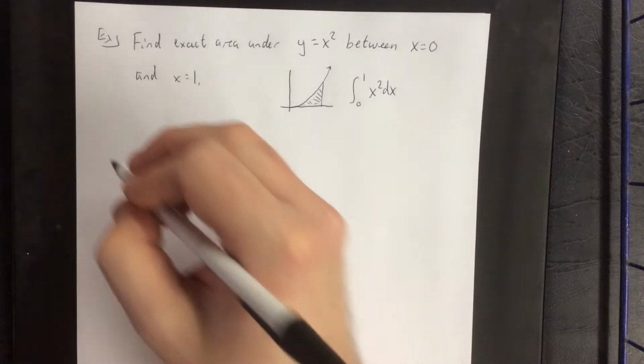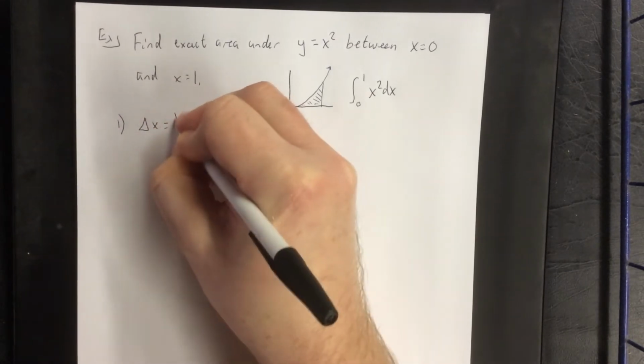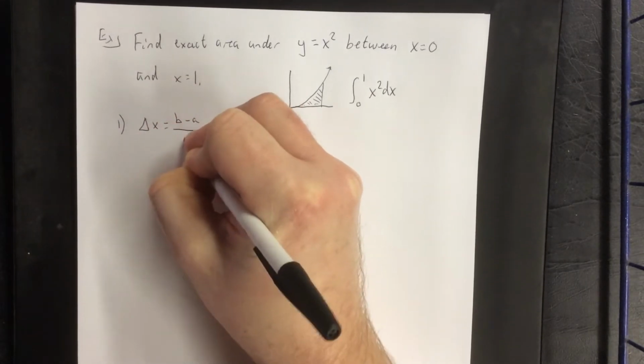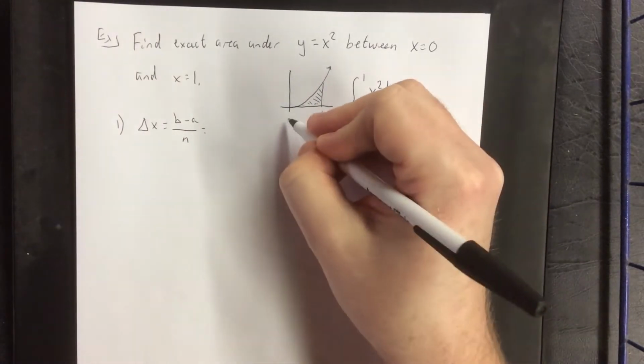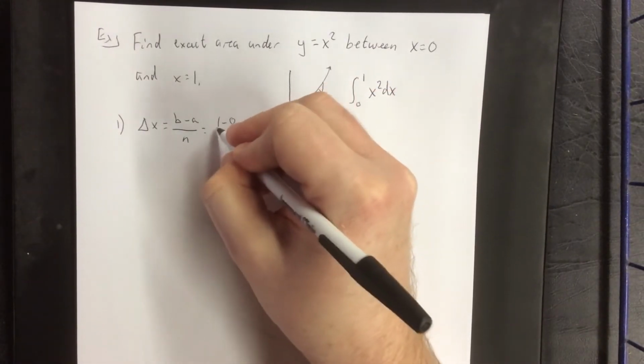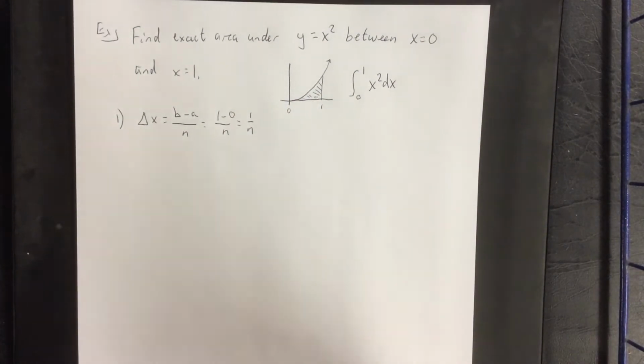So with that in mind, the first thing we do is set up our expression for delta x. Delta x is defined as b minus a over n, where b and a are referring to the endpoints of your interval. So this would be 1 minus 0 divided by n, or when simplified, simply 1 over n.